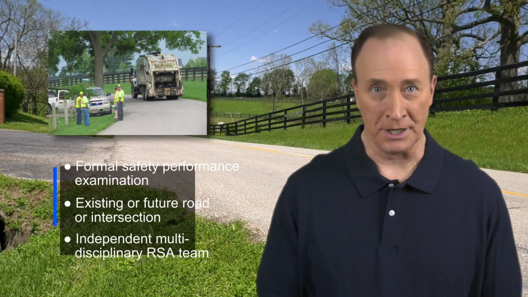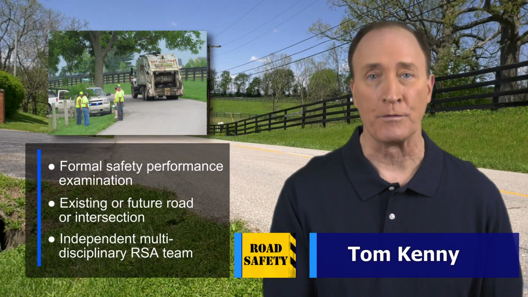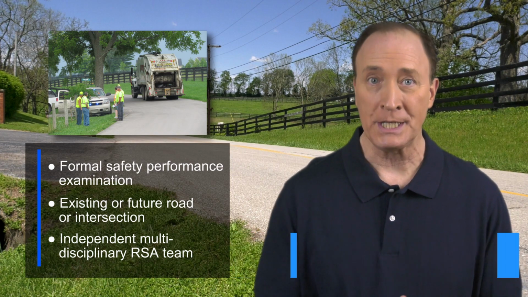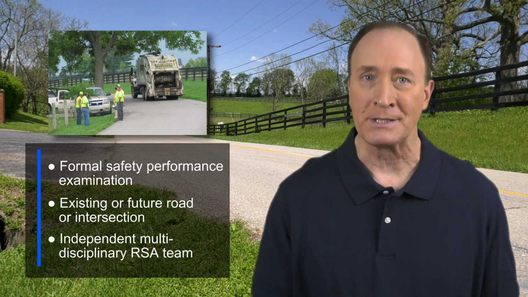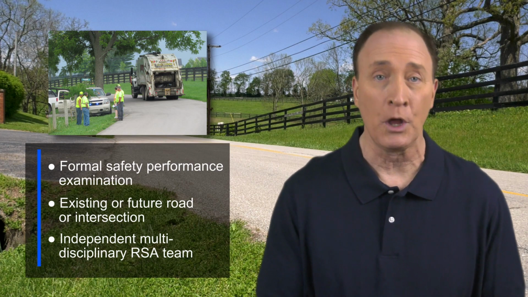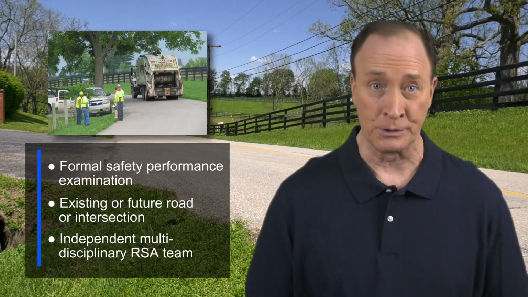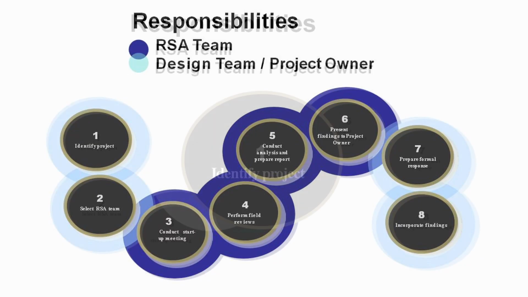A road safety audit is a formal safety performance examination of an existing or future road or intersection by an independent, multidisciplinary RSA team. The result is an unbiased safety review of a location or project designed to offer feasible, targeted suggestions to improve safety for all road users. The road safety audit process has 8 steps.